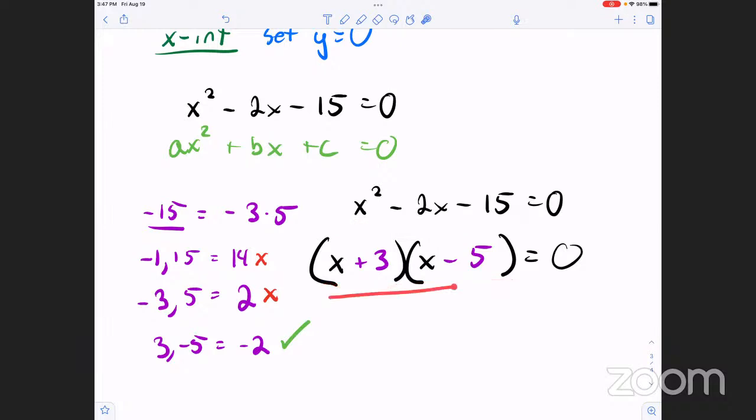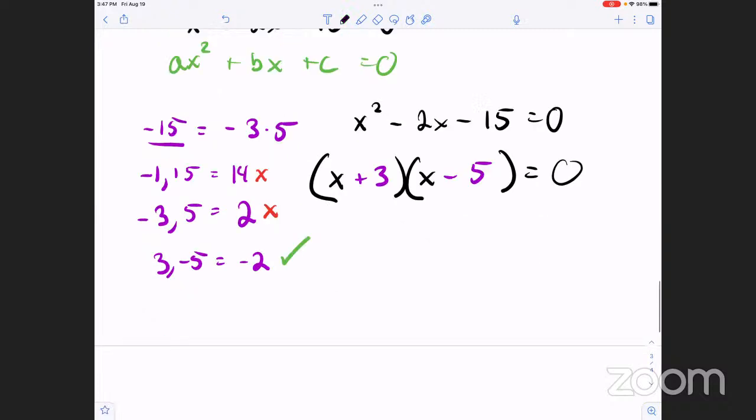Now here, because we have two or more things that multiply to give us 0, that's called the zero factor property. Basically, when you have two or more things that multiply to give you 0, you set each thing to 0 and you solve. If we set each factor to 0 and solve, we're going to have x plus 3 equals 0 or x minus 5 equals 0. If you solve each corresponding equation, subtract 3 on both sides, x equals negative 3. Add 5 on both sides, x equals 5.